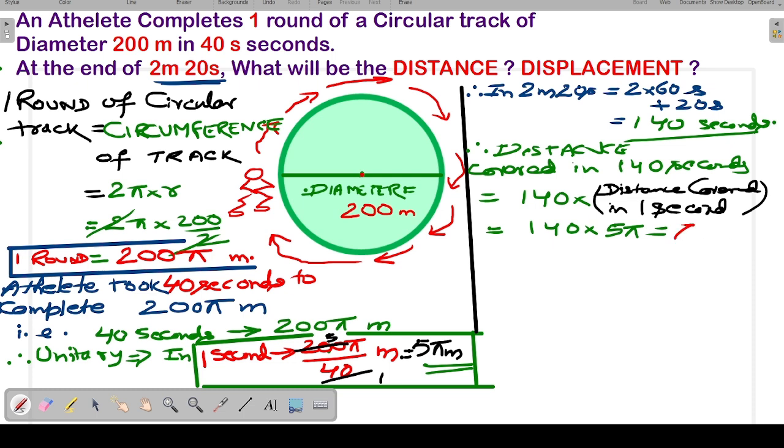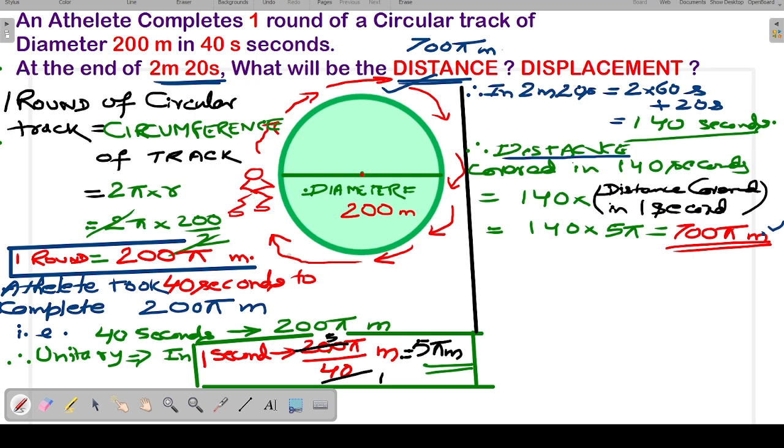700 pi meter. This is the distance which is covered by the athlete in 2 minutes and 20 seconds. I hope this is very clear to you, right? Perfect. So the distance covered by the athlete in 2 minutes and 20 seconds, or 140 seconds, is 700 pi meter. Since we have to calculate two parts, we need to calculate the distance and we need to calculate the displacement. So 700 pi is the distance which we have already calculated. I have tick marked it.